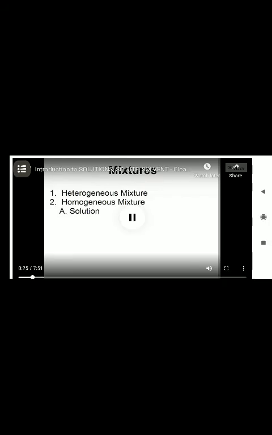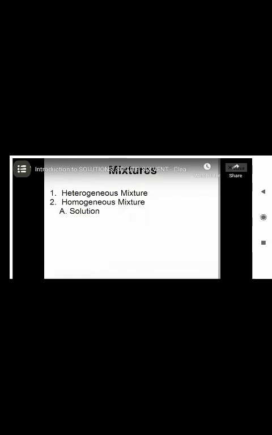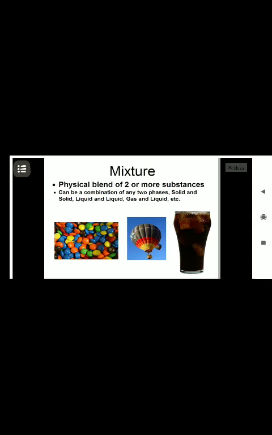A solution is technically a mixture, so we'll first define what a mixture is, define what a heterogeneous mixture is, and a homogeneous mixture. Let's begin. A mixture is technically a physical blend of two or more substances. We have three examples, M&Ms, so therefore they are technically a mixture.